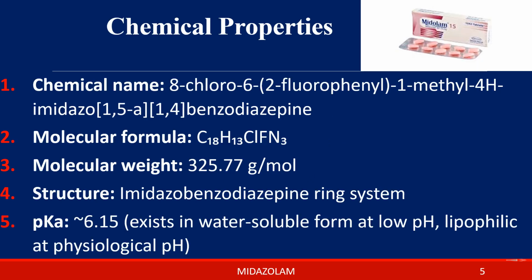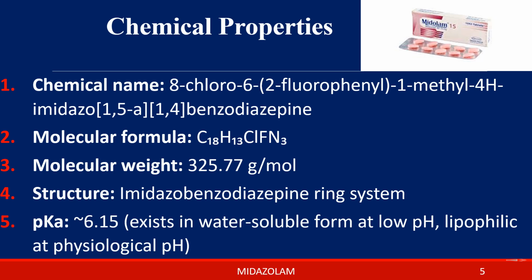Chemical properties of midazolam. 1. Chemical name. 8-chloro-6-(2-fluorophenyl)-1-methyl-4H-imidazo[1,5-a][1,4]benzodiazepine. This is the specific chemical name describing midazolam's structure. 2. Molecular formula. C18H13ClFN3, shows the atoms making up midazolam. 3. Molecular weight. 325.77 grams per mole, the weight of one molecule of midazolam.